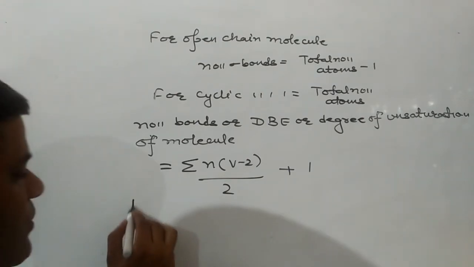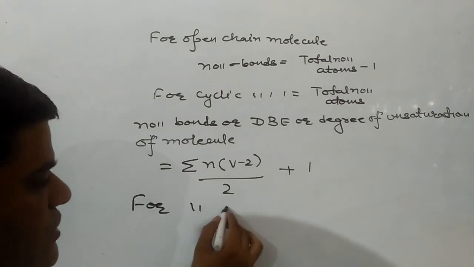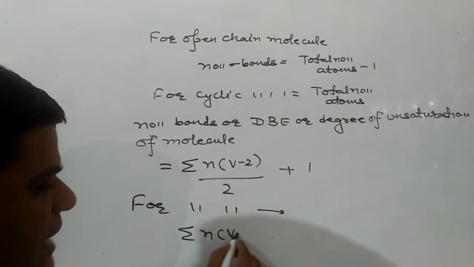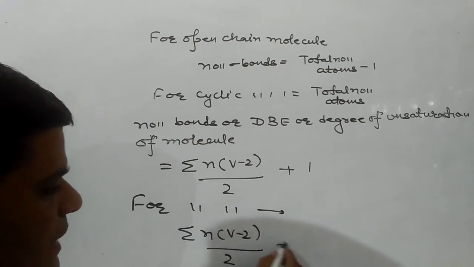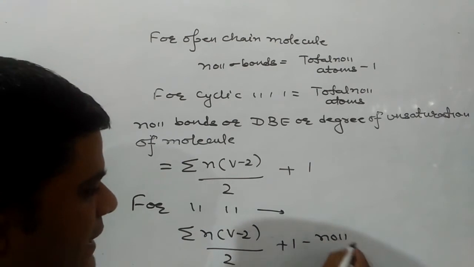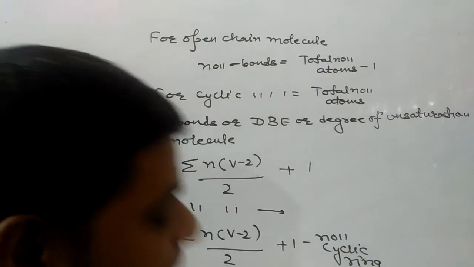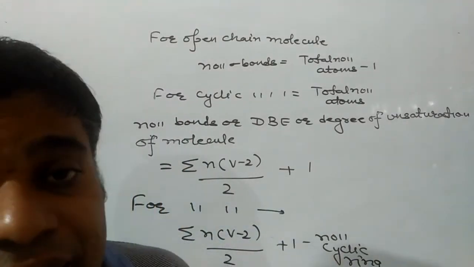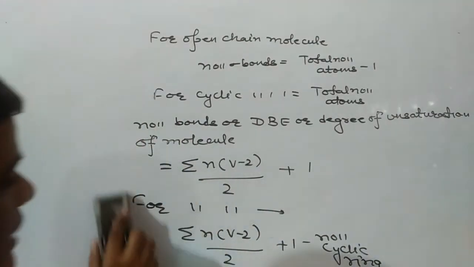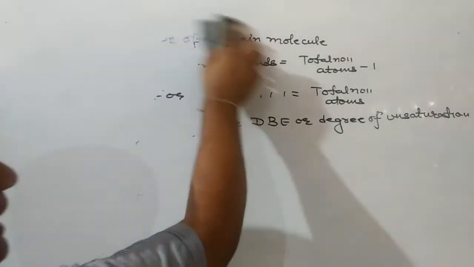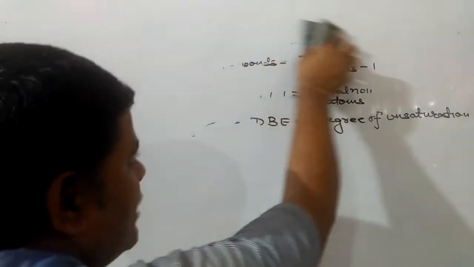And for a cyclic molecule, the number of pi bonds will be summation of n into (V minus 2) over 2, plus 1, minus the number of cyclic rings. So we can say that a cyclic ring is equivalent to a pi bond. Later on in organic chemistry, we have to write down isomers, so for that we have to keep in mind that a pi bond is equivalent to a cyclic ring.